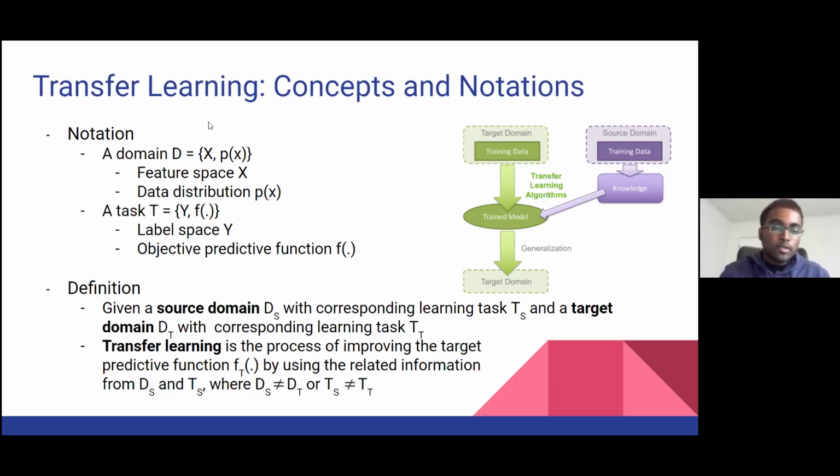The third case is when the label space is different for the source domain and the target domain. And this occurs together with the last case, that is, when the target conditional probability distribution is different from the source conditional probability distribution. To tackle this, what is generally used is oversampling, undersampling, or SMOTE.